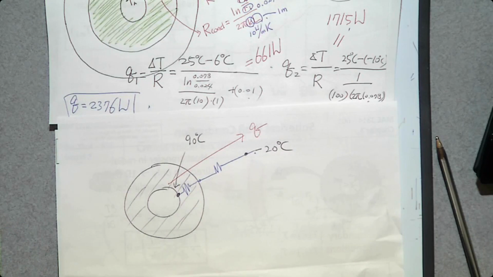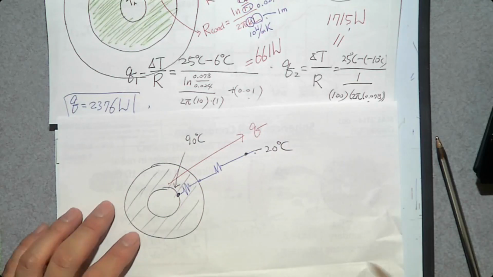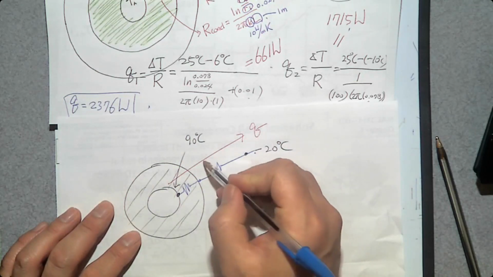So what do you want to do as an engineer? Just leave it as is? You can do that. But you want to minimize the rate of heat transfer, right? Then what can you do to minimize the rate of heat transfer? Yeah, you can add an insulation. So I'm going to add an insulation about this much.